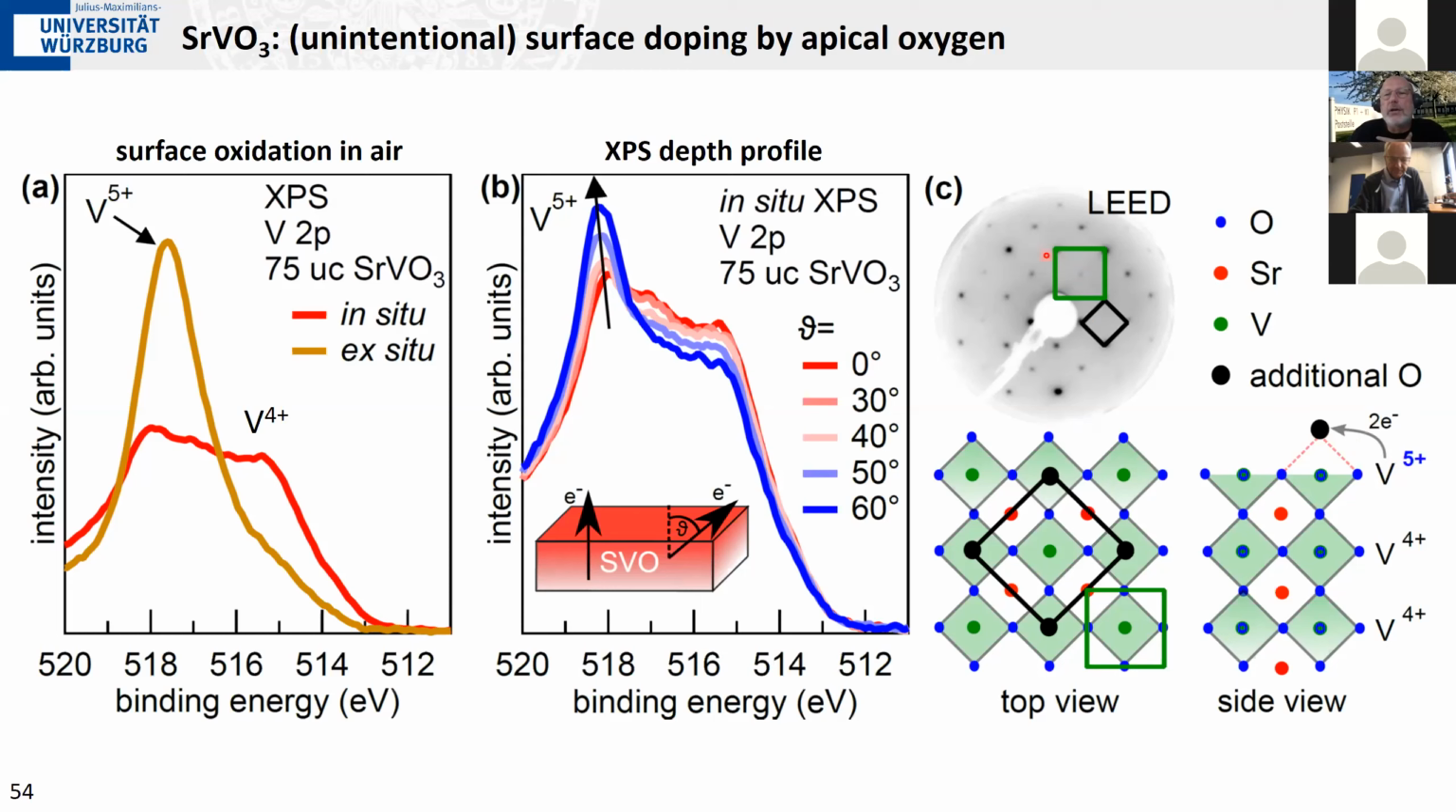Actually, you can see this also in the LEED, because if you are in this situation, you see extra spots in the LEED, which is due to oxygen atoms on the surface, which form a regular pattern and lead to a square root 2 by square root 2 superstructure.